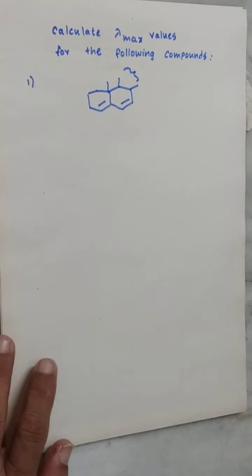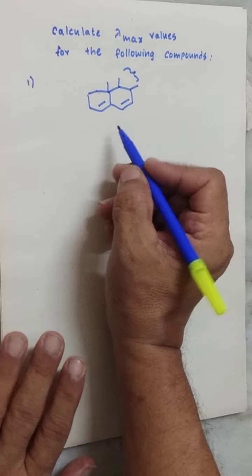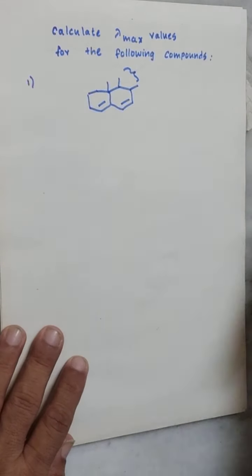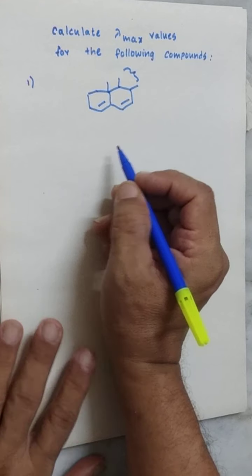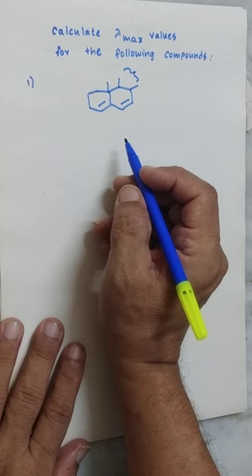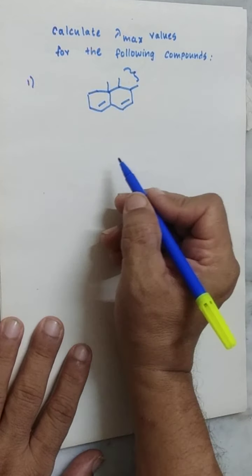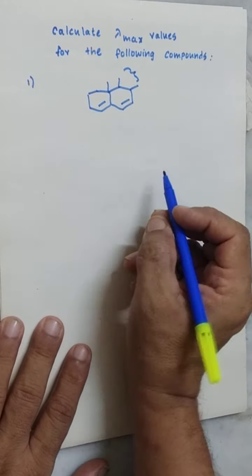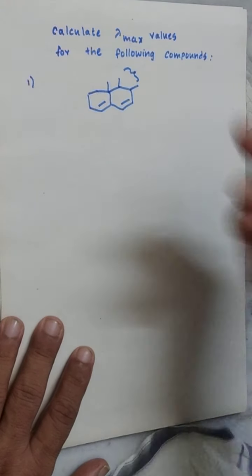So good morning friends. Today I am going to discuss the lambda max values for the given compounds. I already gave you the basic concepts of homoannular diene, heteroannular diene, exocyclic double bonds, double bond extending conjugation and ring residues. Now we have to use those values to calculate the lambda max values for the given compounds. Now first observe this compound.